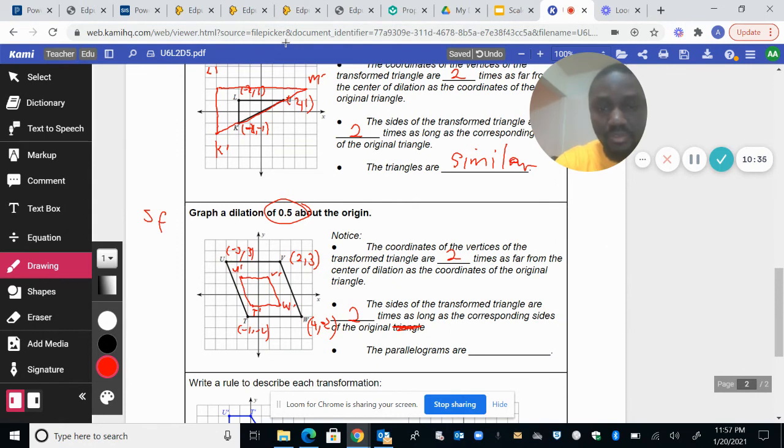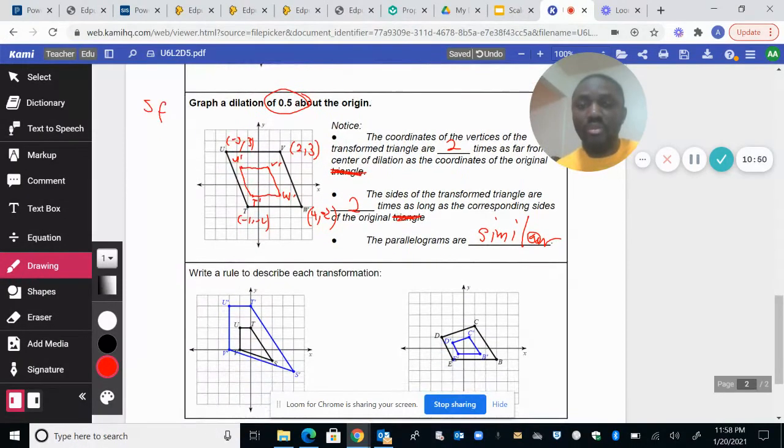Okay, so here it's a parallelogram, it's not a triangle. So you can see that the parallelograms are similar in nature. One is bigger than the other, but the corresponding angles are congruent and the corresponding sides are proportional.